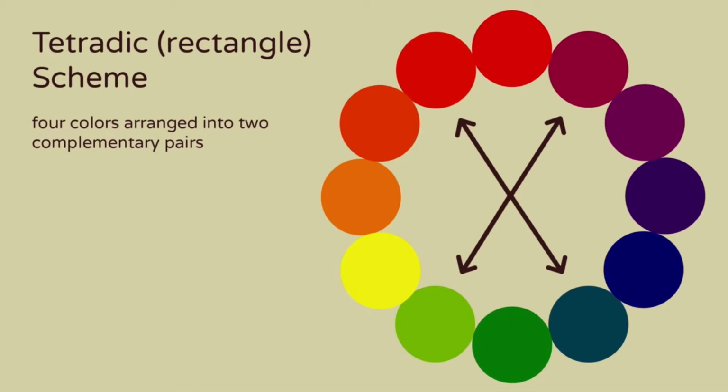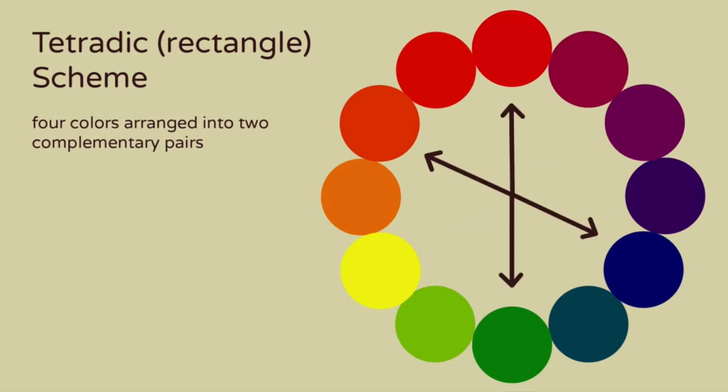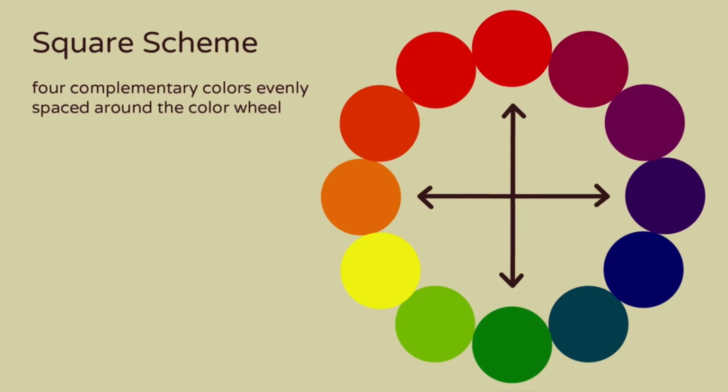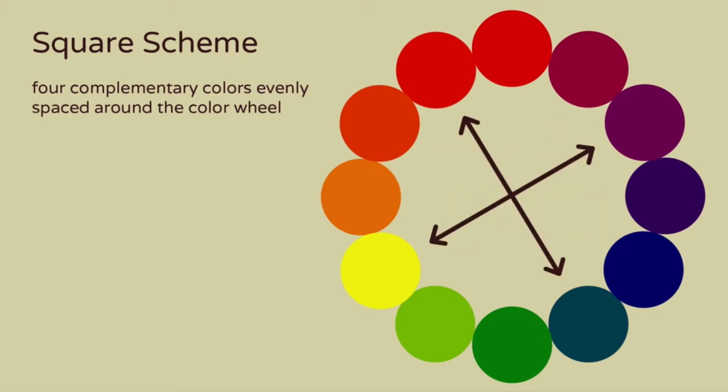A tetradic color scheme is made up of 4 colors arranged into 2 complementary pairs. And a square color scheme is made up of 4 complementary colors evenly spaced around. Now we will use acrylic paints to create our own color wheel. We will use this color wheel to help us describe color and the color combinations that we've just learned in the video. Here is a worksheet that you will paint that will help you think about color theory.